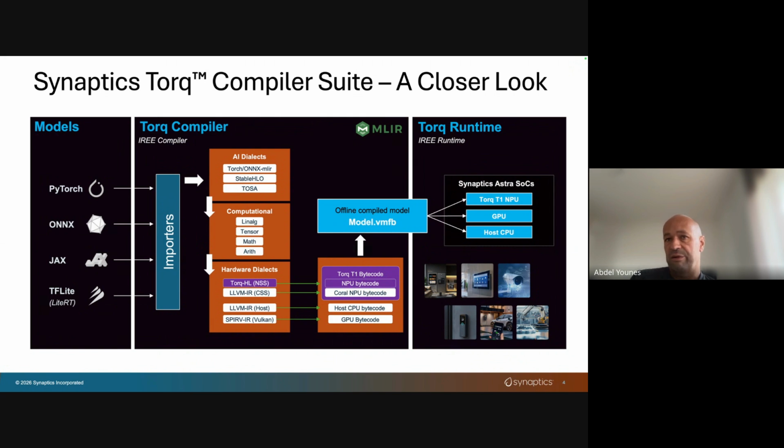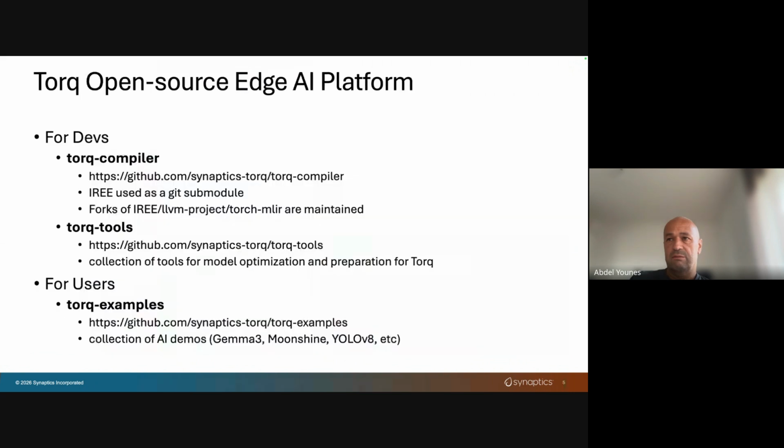Then we have the serialization. So we generate a single VMFB, a single compiled model, which can run heterogeneously on the NSS, the Torq T1, or the CSS, the Coral NPU, or the host, and eventually in the future, the GPU. And then we can deploy that to the Astra SoC. Today, we have many examples: a computer vision example, LLMs, or speech to text.